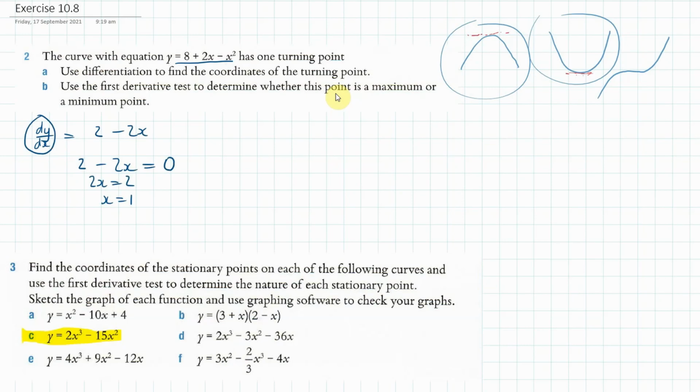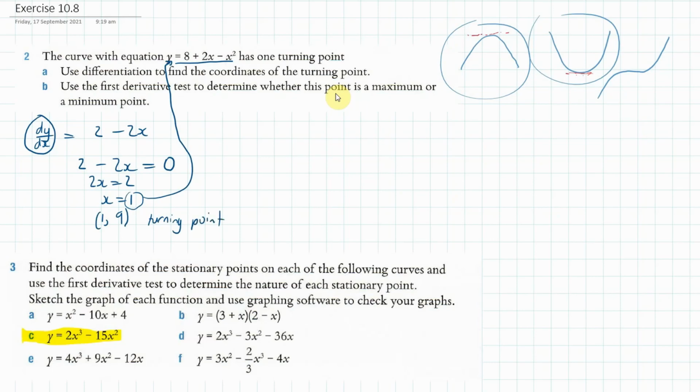Now the coordinates therefore are 1 comma, and we put this back into the original equation to find the y value. So 8 plus 2 times 1, that's 10, take away 1 squared. So I think it should be 1 comma 9 is the turning point.